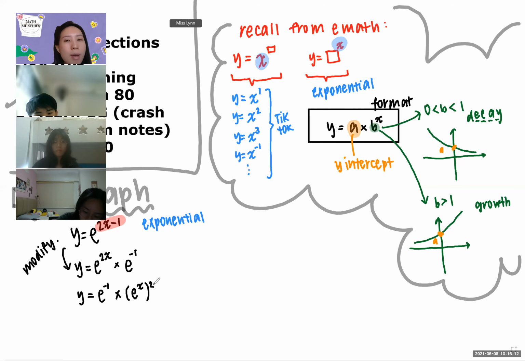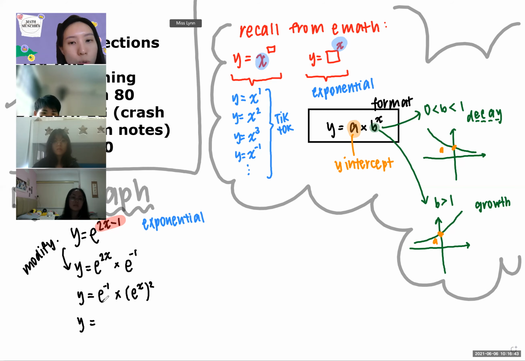Okay, Chi-En, you are very close already. But the key thing is the format says b must be outside, with the power of what? x. But is your power x right now? No. Your power is 2. So it means that this is still not in the format that I want. So I need to modify again. So what will I have? Do I switch the places of x and 2?